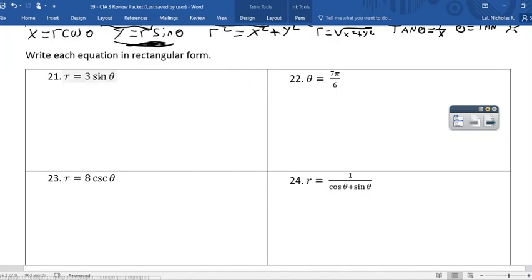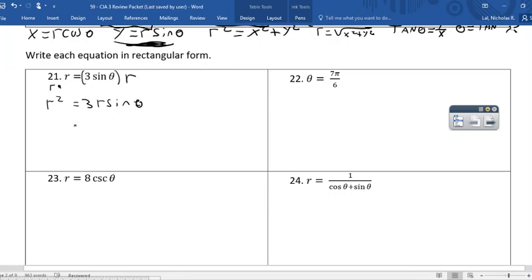And once again, our goal is to manipulate our equations so we can get them into these different types of conversion formulas so we can directly apply them. For problem 21, one thing I can do is multiply each side of the equation by r so I can get things in the form of my conversion formulas. If I multiply my left term by r and my right term by r, r times r is r squared. I multiply r by 3 sine of theta, and that becomes 3r sine of theta. So by multiplying each side by r, I was able to get r squared is equal to 3r sine of theta.